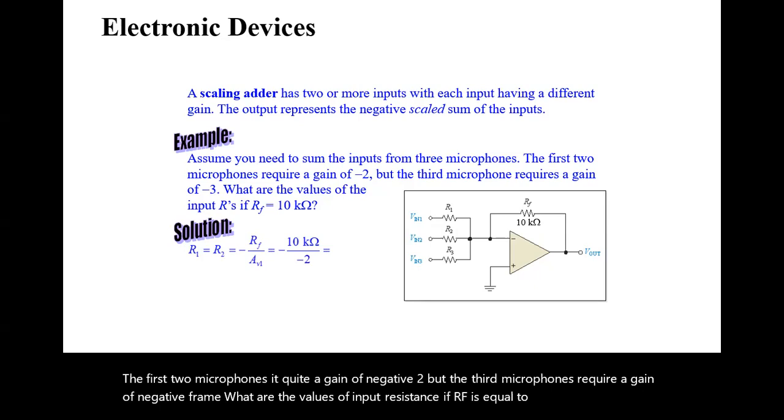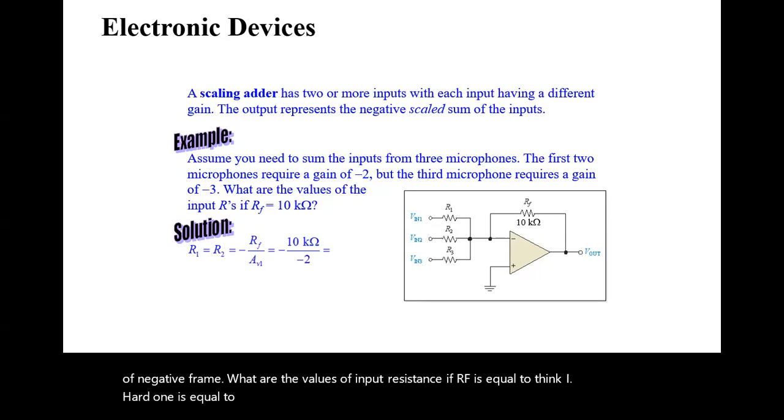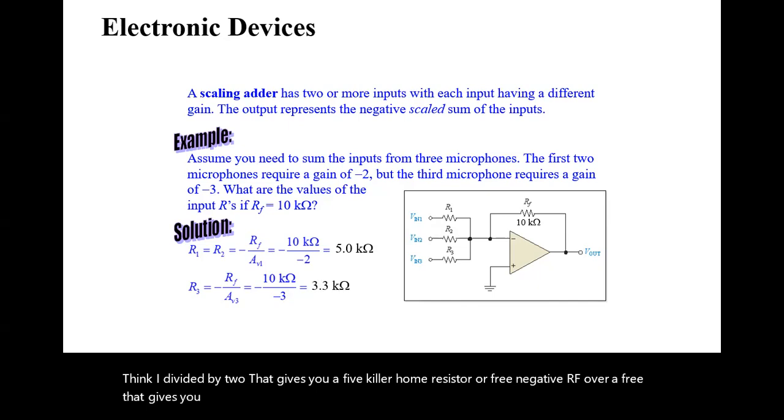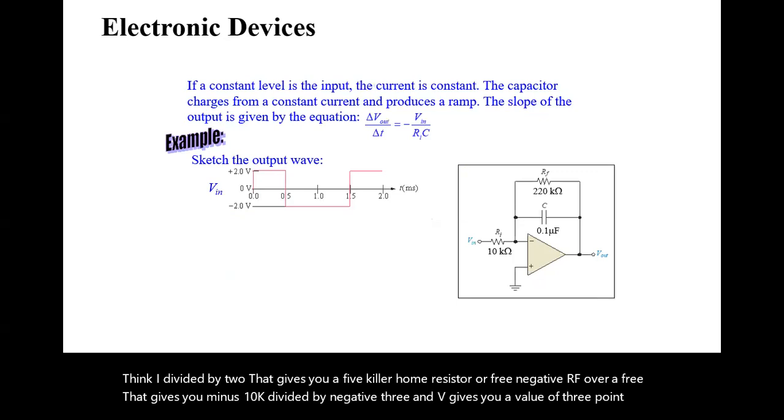R1 is equal to R2 is equal to negative RF over the voltage gain AF1. That's negative 10K divided by negative 2, which gives you a 5 kilo ohm resistor. R3 is negative RF over AF3. That gives you negative 10K divided by negative 3, and that gives you a value of 3.3K.